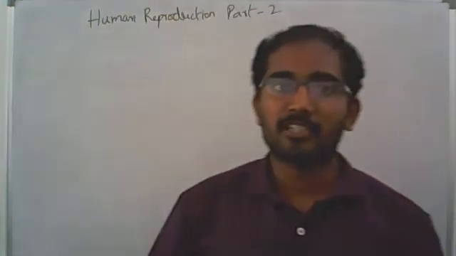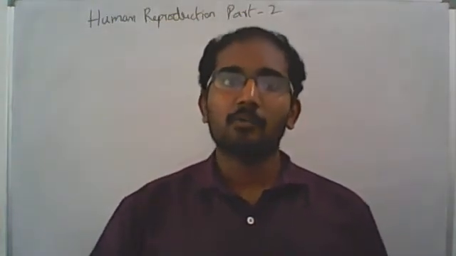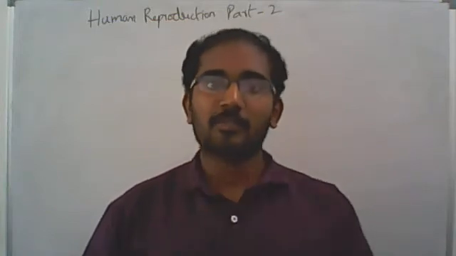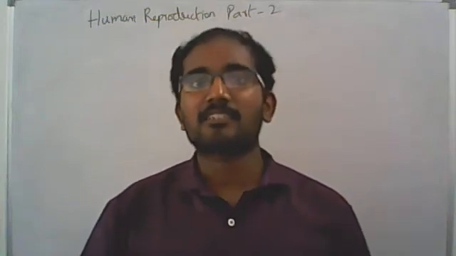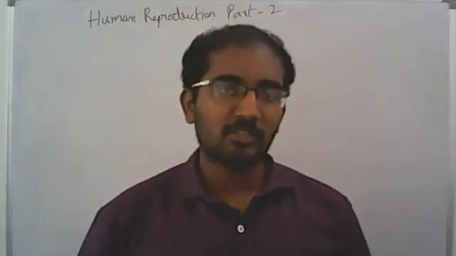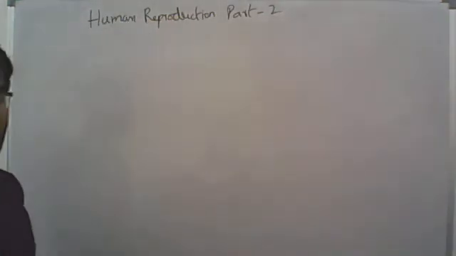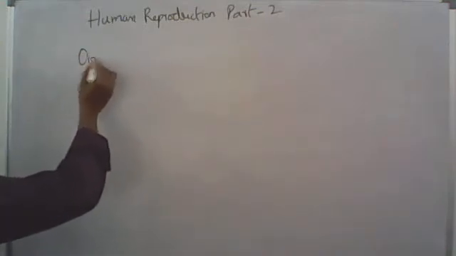Now we are going to discuss oogenesis, how the human female reproductive system functions, how the menstrual cycle and fertilization work, and finally embryogenesis and parturition. So let's discuss one by one. First, last class we discussed up to spermatogenesis. Now we start with oogenesis.